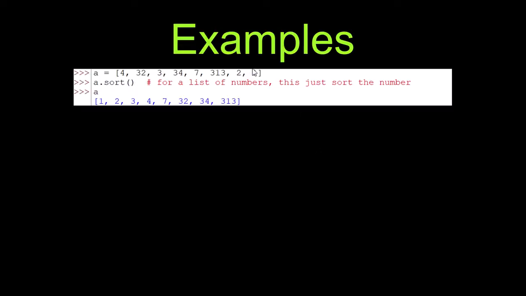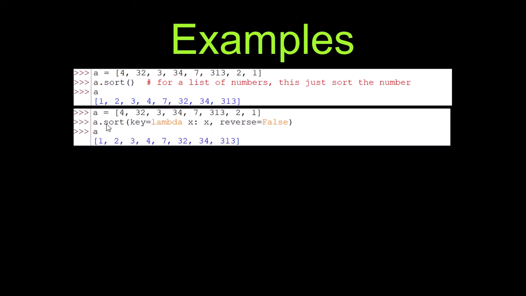Let's see some examples. A is a list of numbers. If we do a.sort, then it simply takes the numbers and sorts them in increasing order. We have 1, 2, 3 and so on. This is the same as if you take A and sort it with the key as the value itself and the reverse order is False.